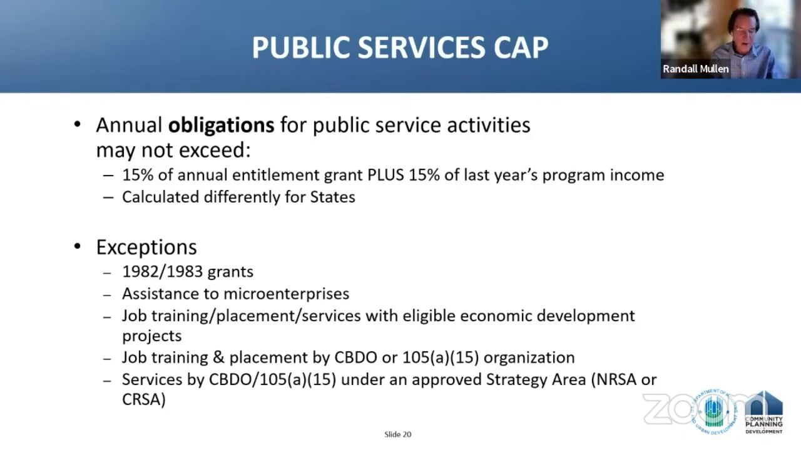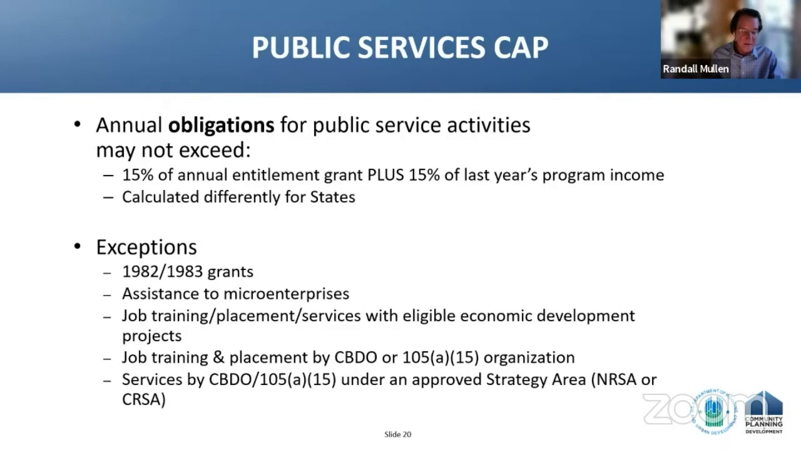For the annual grant program, there is a public services cap. Annual obligations of funds for public services may not exceed 15% of the grant plus 15% of last year's program income. This is the limitation for entitlement communities. I want to note that the cap is expressed differently for states, and I would urge those who represent state grantees to look separately at the regulations pertaining to the administration of the state CDBG program.